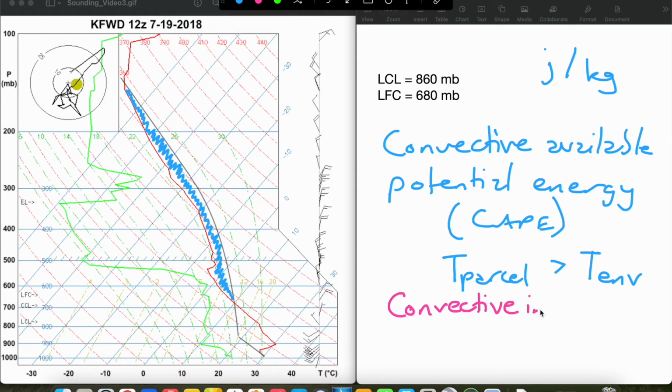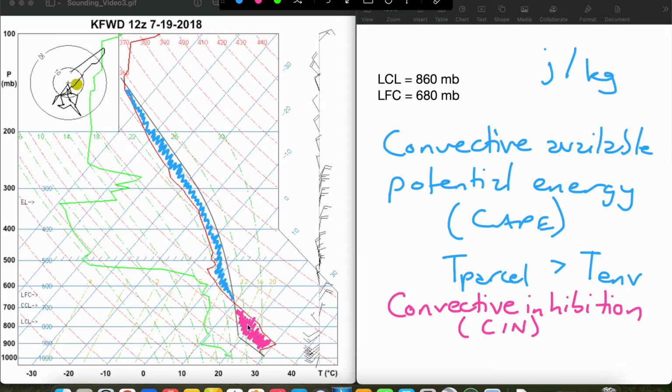And convective inhibition is basically the opposite of CAPE. It's basically negative CAPE. And it's simply the area between the parcel trace and the environmental temperature profile where the parcel is cooler than the environment, or the parcel trace is to the left of the temperature profile. So this pink area here is where you would have CIN, or negative buoyancy.